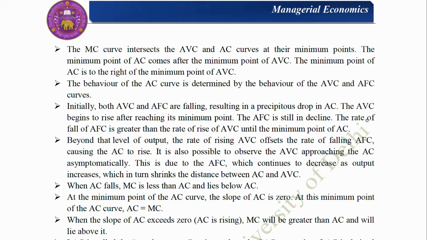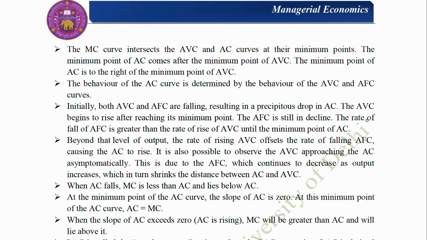Beyond that level of output, the rate of rising average variable cost offsets the rate of falling average fixed cost, causing the average cost to rise. It is also possible to observe the average variable cost approaching the average cost asymptotically. This is due to the average fixed cost, which continues to decrease as output increases, which in turn shrinks the distance between average cost and average variable cost.